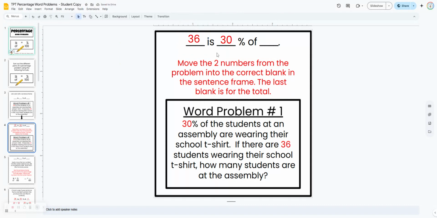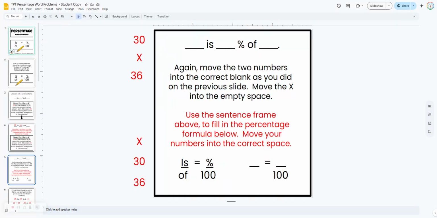And we're going to repeat this on the next slide. 36 is 30%. And again, they're going to move these into place. 36 is 30% of. We want to know the of. So because we don't know it, we're going to give it a variable. It's an unknown number.